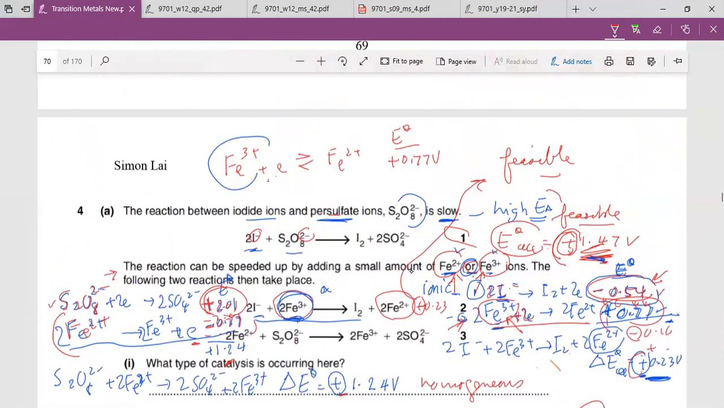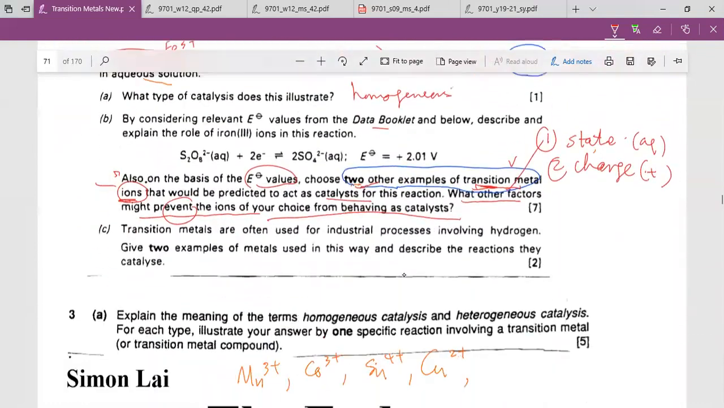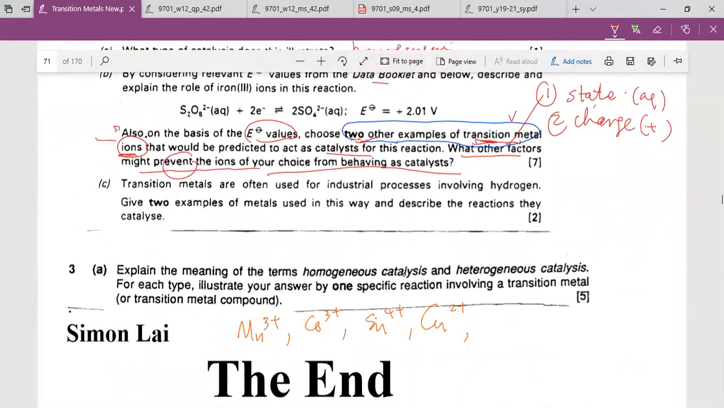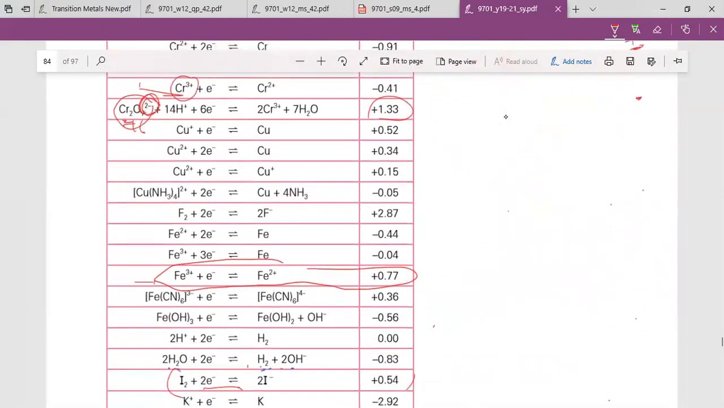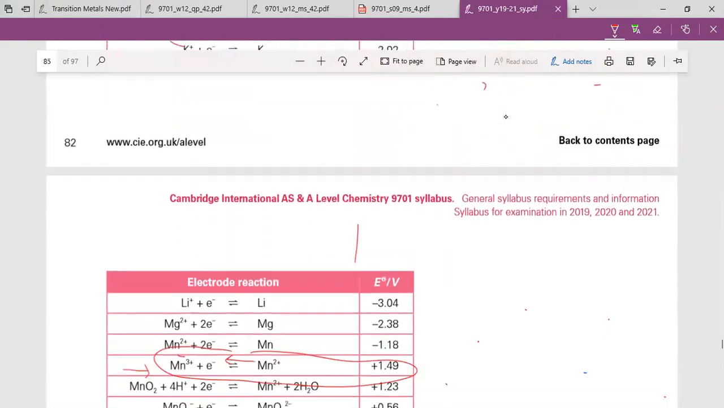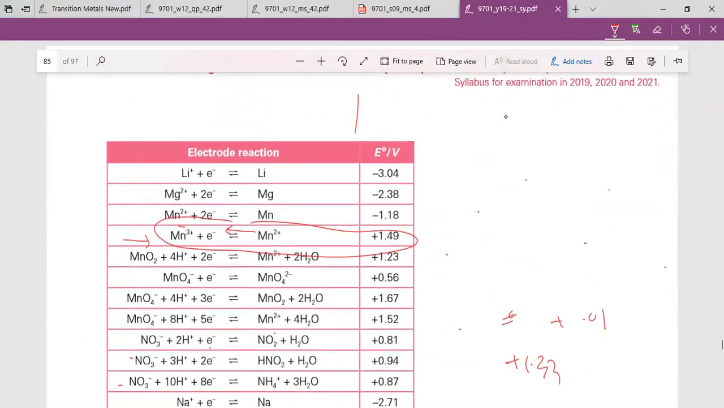So this is an old question, so you go back and think. They ask you, on the basis of E naught values, choose two examples. So it's cobalt 3+. Now one more, let's look. Normally it's Mn, Mn 3+. Now it is +1.54, which is bigger than +0.54 and smaller than +2.01. So this is the common one.